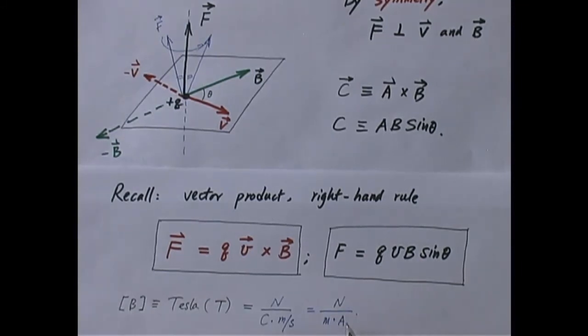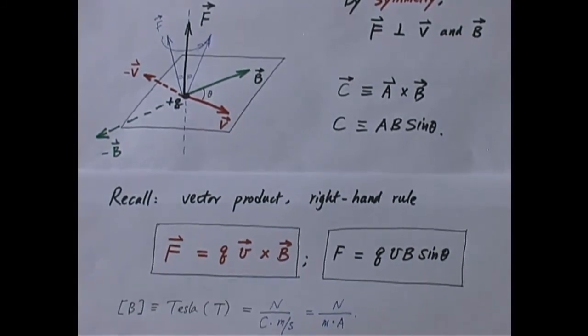Is this a large unit or a small unit? You know volt is a small unit, right? 1 volt is nothing, right? 1 farad is a large unit. 1 farad is a gigantic capacitor. What about 1 Tesla? Well, it turns out 1 Tesla is also a rather large unit. I mean, it's not as large as something like 1 farad, which is almost unheard of. But 1 Tesla is still quite a large magnetic field.